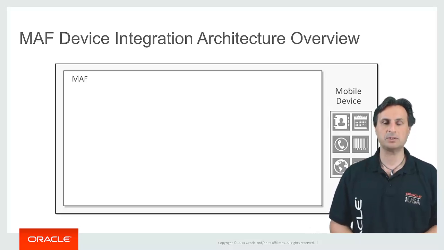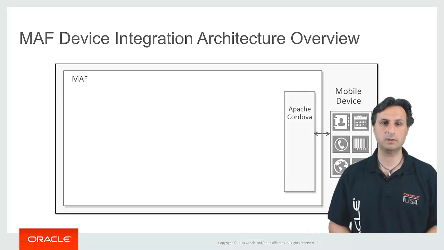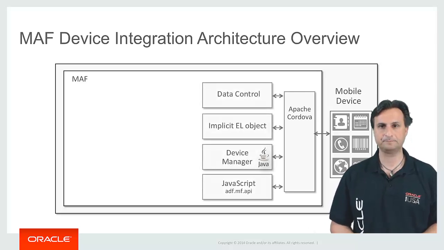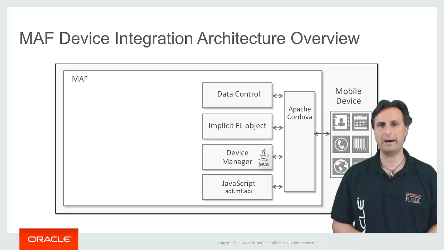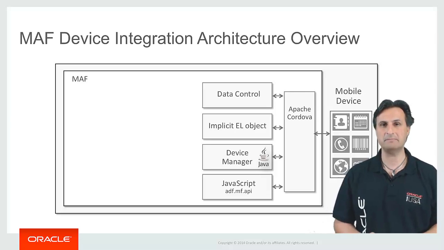First of all, we do have Apache Cordova, and this is the access layer that we provide in MAF to the device. And then on top of that, we do have a data control, which is the device data control. We do have implicit expression language objects that will allow you to check device capabilities from expression language, for instance, to show or hide a command button that you have on the user interface.